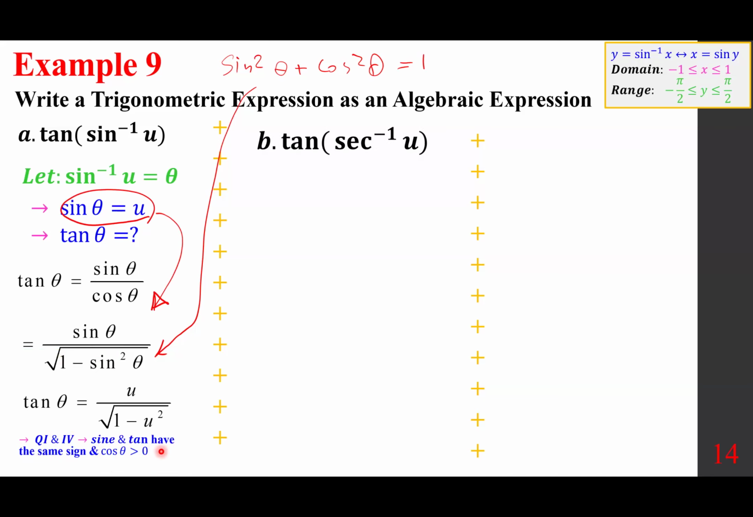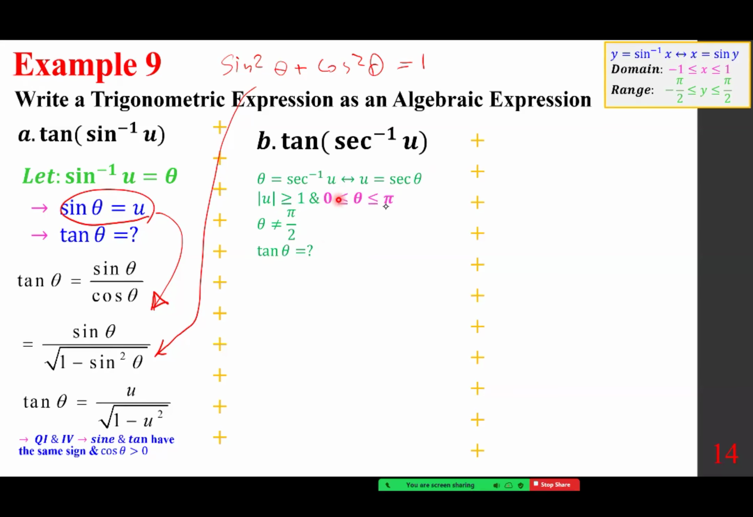Tan of secant inverse u, so we are going to work on this. We call this theta. That means u is secant theta. Reminding you, all of this, we've discussed that for the restriction that we put on secant inverse. And the question is, what is tan theta? Okay. We have a simple Pythagorean identity, 1 plus tan squared equals secant squared. So tan squared is secant squared minus 1.